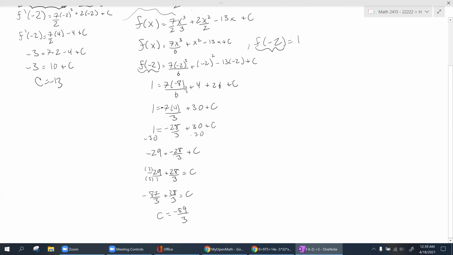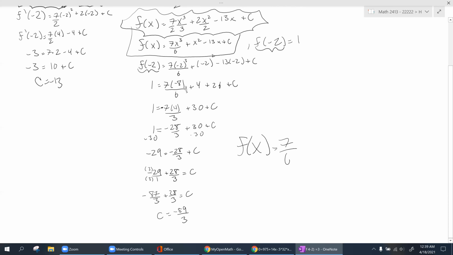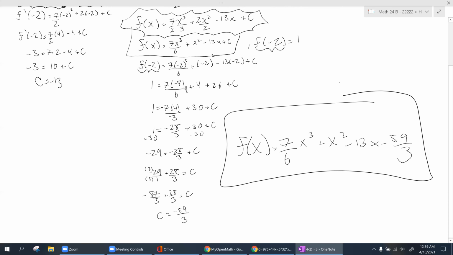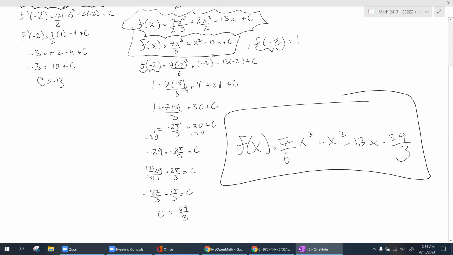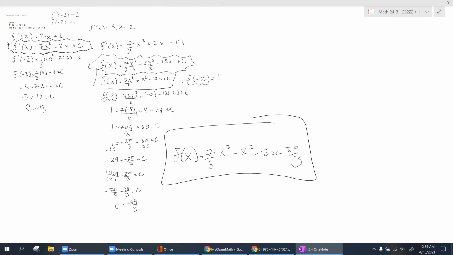The function I had was right there, and I solved for c, meaning that my f of x function is, actually, it's the one at the bottom, that's much nicer. It's 7 over 6 x to the third plus x squared minus 13x minus 59 over 3. If you were to differentiate this twice for fun, if you had extra time, you'd find it gives you exactly the second derivative that you were given.